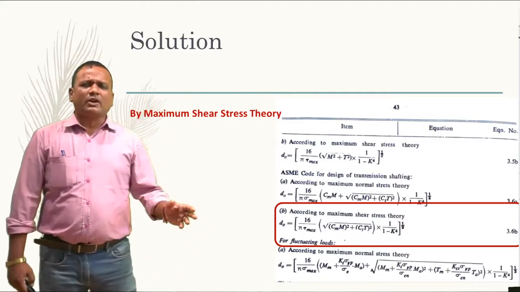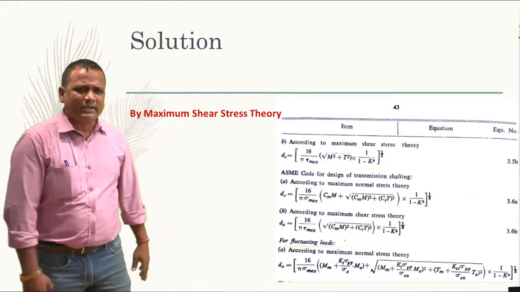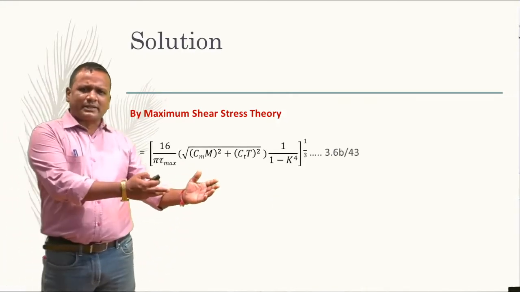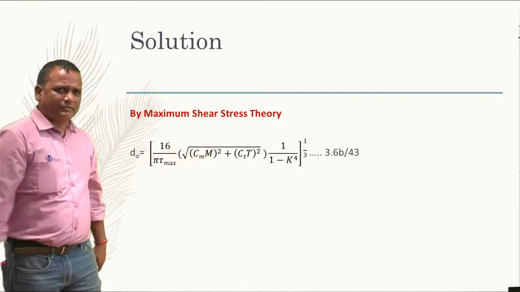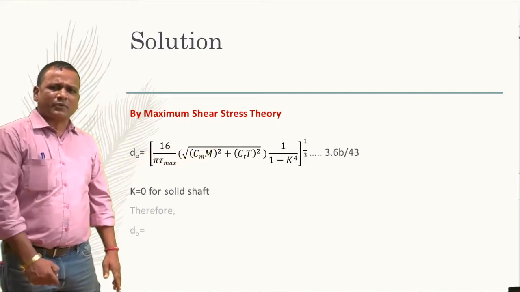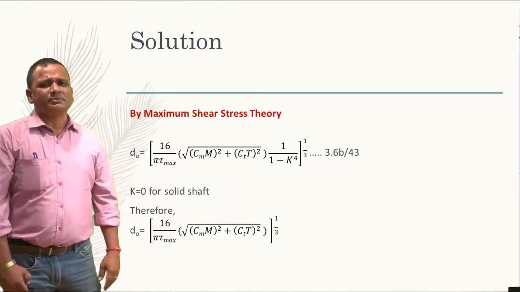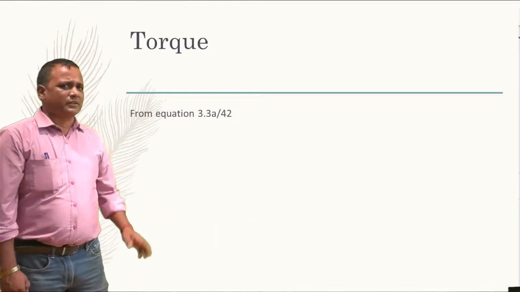Since we have been dealing with a solid shaft, K would be 0. As I put up the equation from the data handbook, I noted all the formulas here. Since K is equal to 0 for a solid shaft, I can reform the formula in this way. So this is how the formula has been reformed. Now, in order to find the first element, what is the torque?